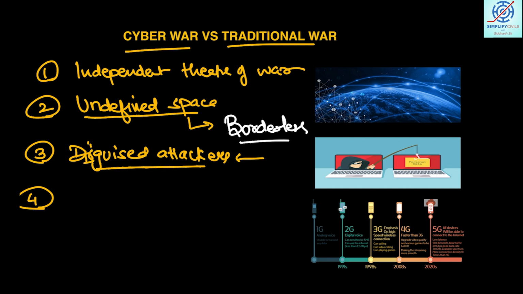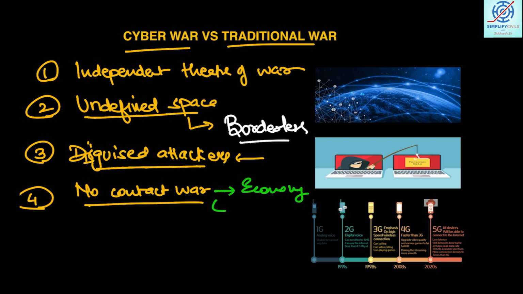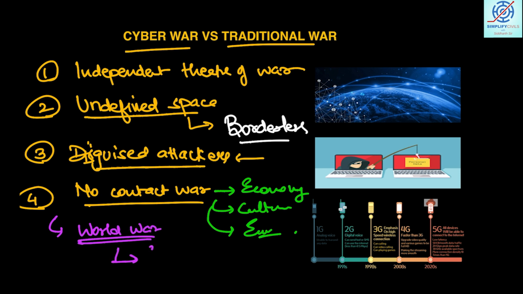And the last point is basically the no-contact war. There will be no contact between the nations, and still you can harm the economy of the other nation. You can harm its culture. You can harm its environment. In fact, everything is possible using this cyber world. And this way we can say that tomorrow, if any kind of world war is going to happen, then cyberspace is one arena where this kind of war will or can happen, right?